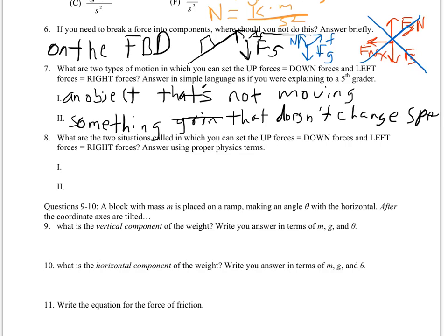That would be both equilibrium, but one would be static equilibrium and one would be translational equilibrium. So, and that's number 8. What are the two situations called in which you set up forces equal down forces and left forces equal right forces? Answer using proper physics terms. The two situations are static equilibrium and translational equilibrium.